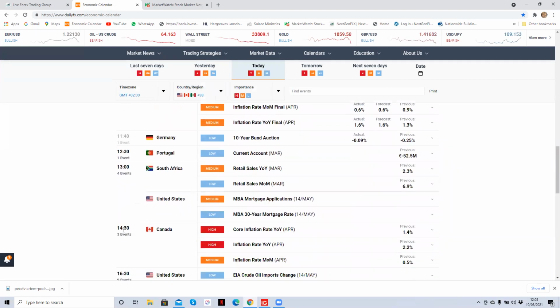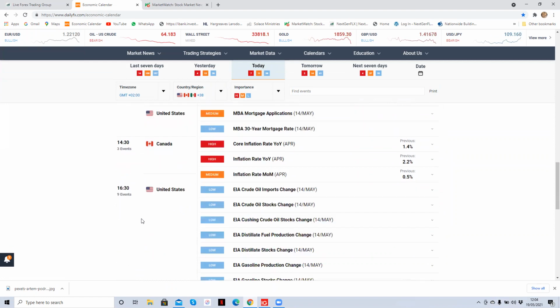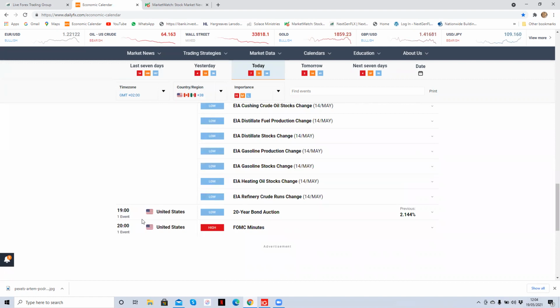And at 2:30 GMT +2, we have the Canadian inflation rate report. So it's inflation rate report day today. At 2:30, we have the Canadian inflation rate report, which will obviously have an impact on the Canadian stock market and currencies paired with the Canadian dollar. And since we're trading the USDCAD, that will obviously affect that currency pair we're looking at.